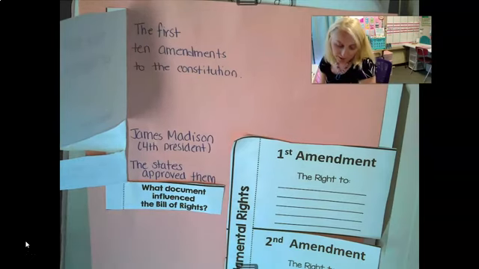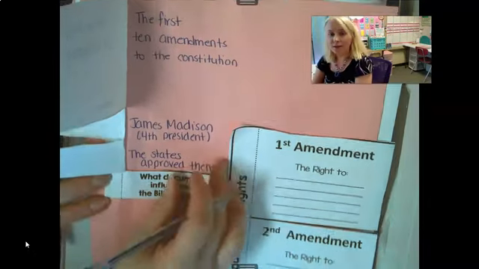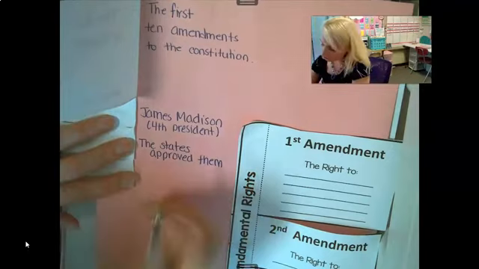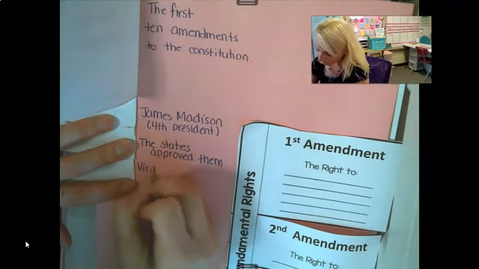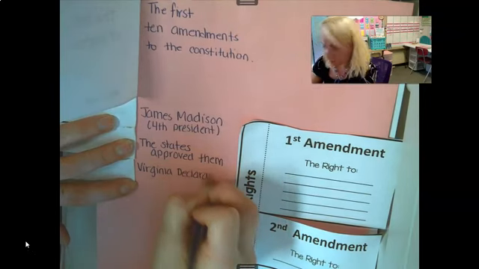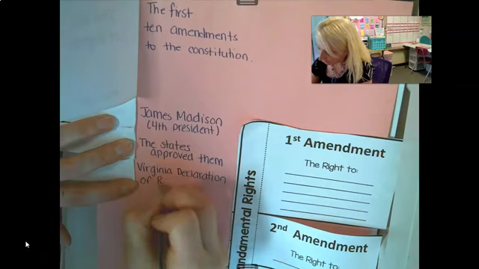What document influenced the Bill of Rights? So what do they look to? What do they look back on to give them ideas for what these 10 amendments would be like? And they look to the Virginia Declaration of Rights.